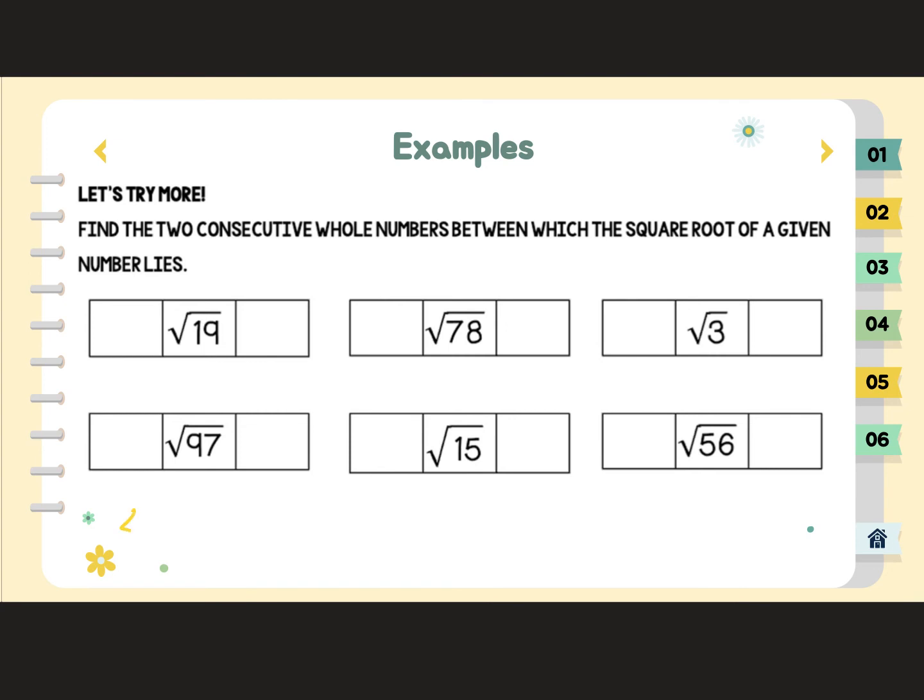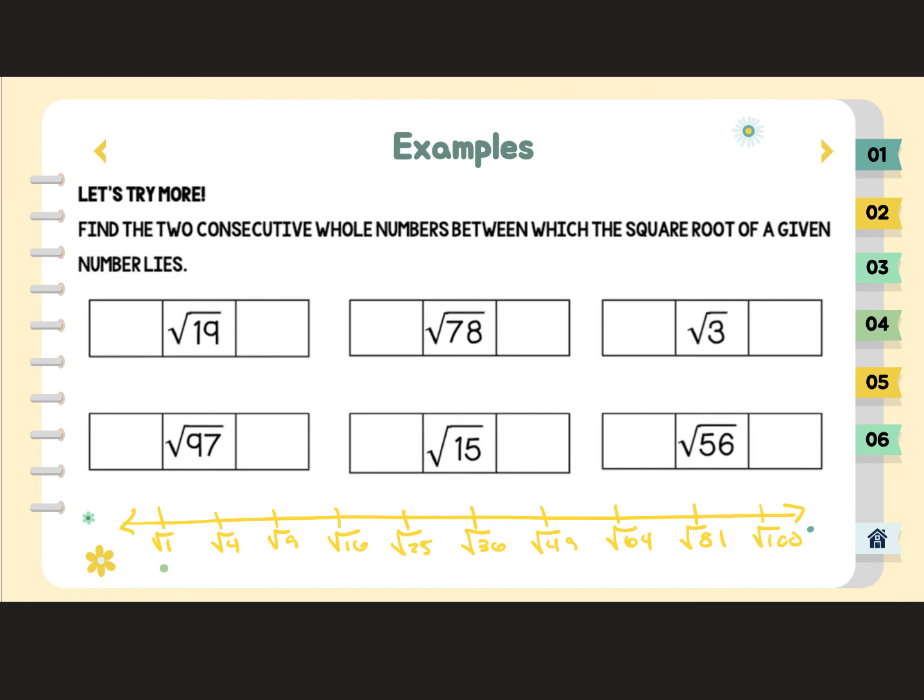So again, I'm going to draw out my perfect squares just to help us. So I have the square root of 1, square root of 4, square root of 9, square root of 16, square root of 25, square root of 36, 49, 64, 81, and we'll just stop at 100.